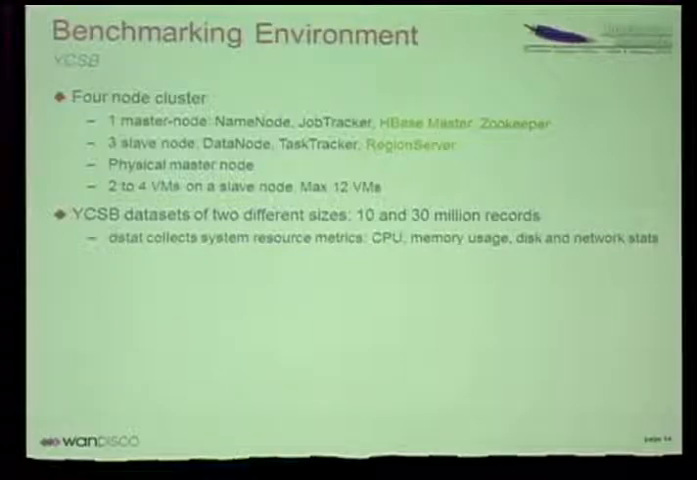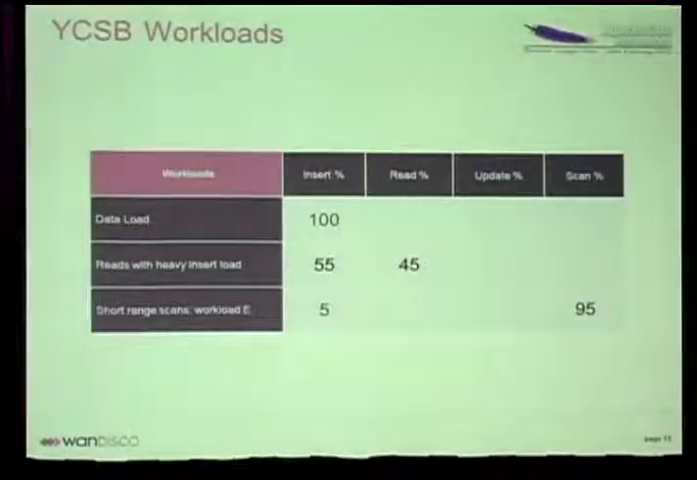We ran two data sets for YCSB, 10 million records and 30 million records. 10 million records is more of an in-memory load, and with 30 million records we're having more I/O. That's why it was necessary to have both of them. While we're running this, DStat, a simple tool, is running and collecting data. It's just collecting utilization of different resources on the cluster.